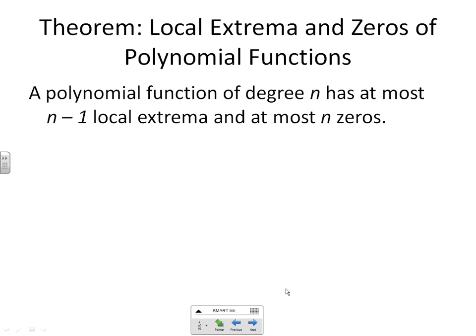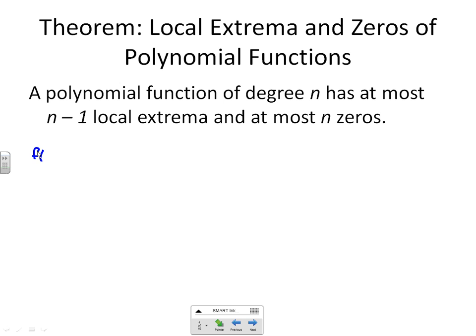The next thing we're going to talk about is there's a theorem about local extrema and zeros of polynomial functions. Theorems are things that, as mathematicians, we can prove. And so someone somewhere, actually many people, many places probably have proved that this is true. So a polynomial function of degree n has at most n minus 1 local extrema and at most n zeros. So here's what this is talking about.